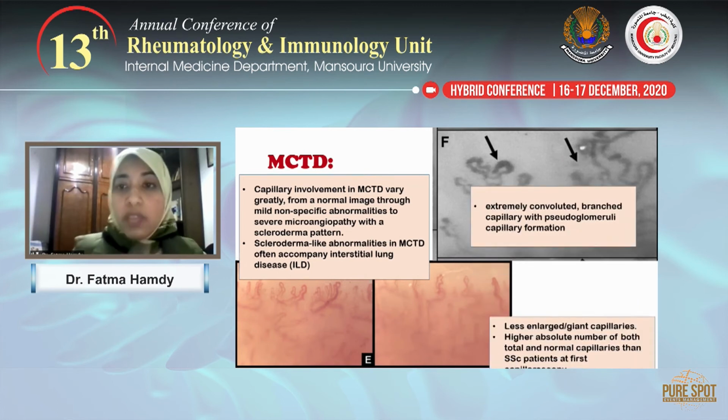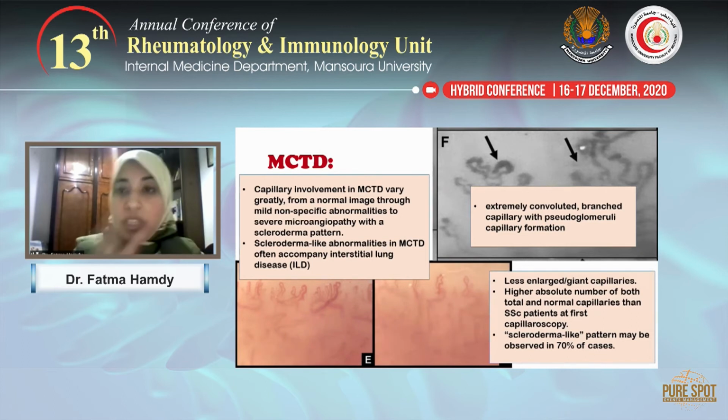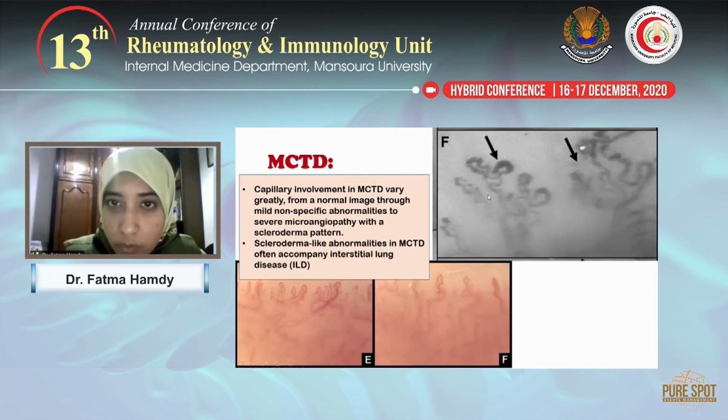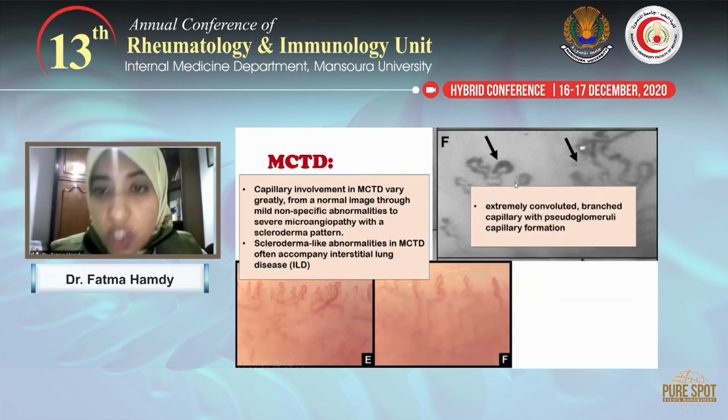there is a difference between scleroderma and mixed connective tissue disease: there are fewer giant capillaries in mixed connective tissue disease compared to scleroderma. Also, there is a higher absolute number of total capillaries compared to scleroderma. In this image, we can note that there are some convoluted capillaries. These capillaries are so convoluted, and this is called pseudoglomerulus appearance, which is characteristic for mixed connective tissue disease.